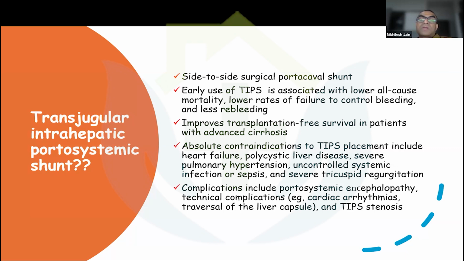Complications of TIPS include hepatic encephalopathy, which can get precipitated. Then you get technical complications such as cardiac arrhythmias and those related to traversal of the liver capsule. When you traverse the liver capsule, there can be a bleed, and there can be stenosis of the TIPS.